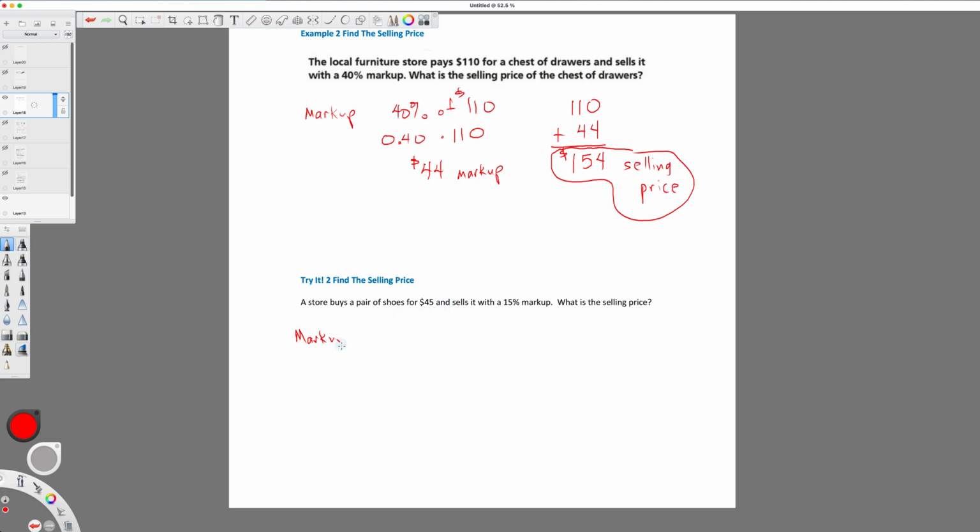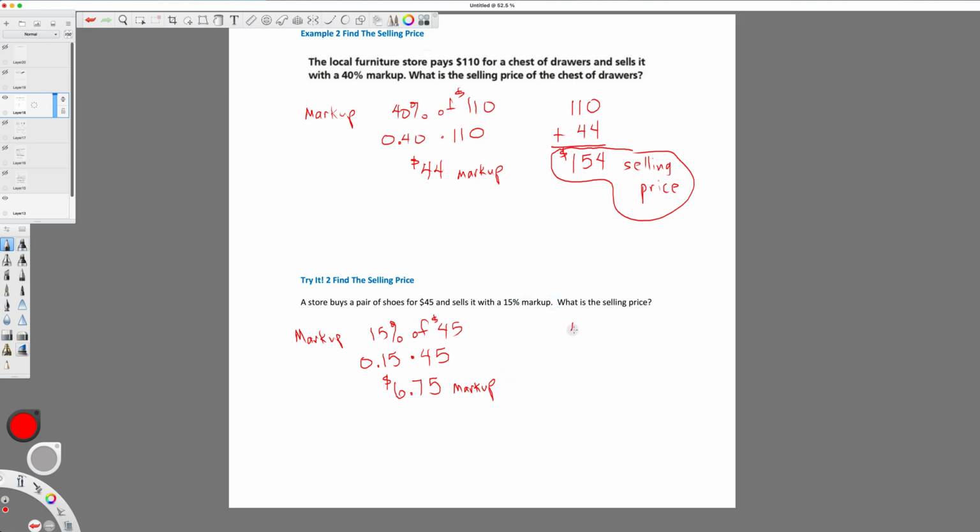So I'm going to find the markup. The markup is 15% of what the store bought it for, which is 45. I need to find 15% of 45. Using the percent equation, all that is 0.15 times 45. So 0.15 times 45, and I get 6.75. And I'm going to label that not only with a dollar sign, $6.75, but I'm going to label it markup. That is not what they're selling it for. That's what they're adding on to determine what they sell it for.